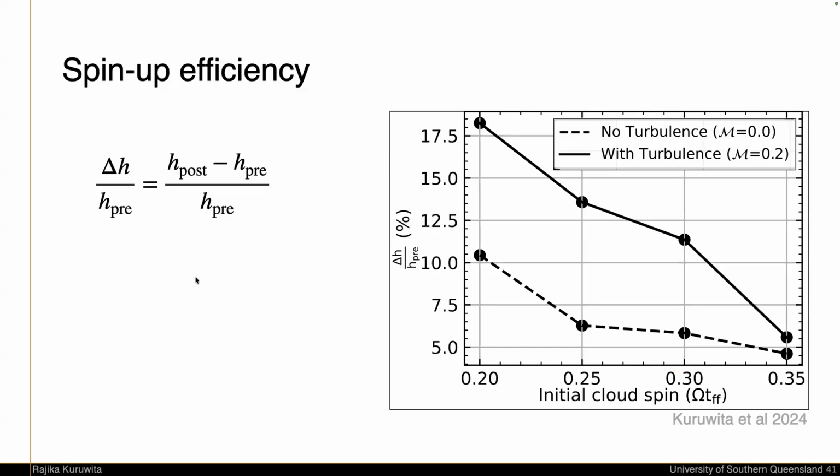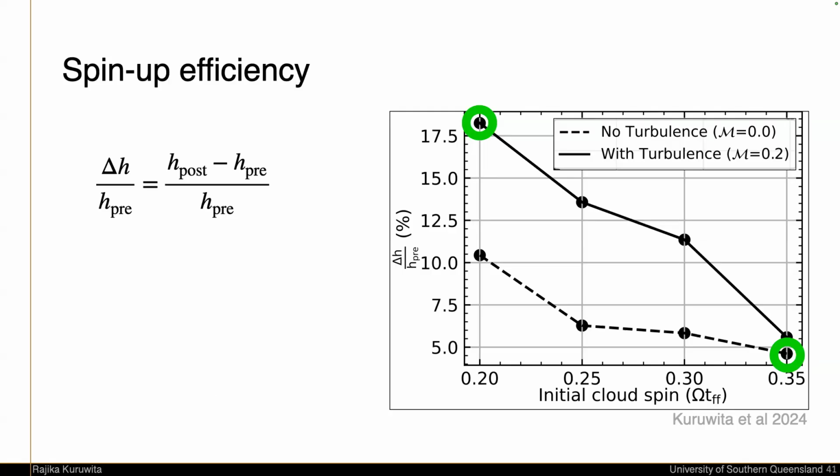And what I plot is here. These are the simulations with turbulence, and these are the simulations without turbulence. What we see is that in some of the simulations, the star can spin up almost 20% in one of these spin-up events. In other cases, it was only a few percent.